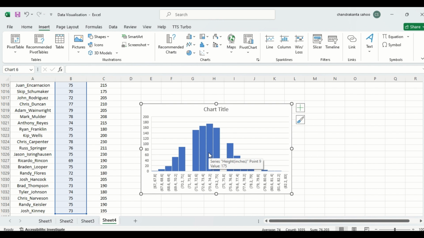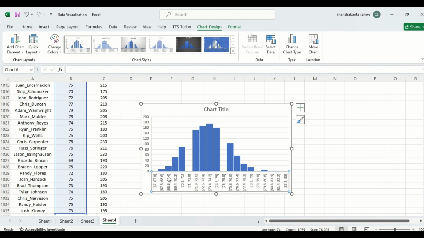Maximum people are from this category, 175. So you see one thing, it is 67 to 67.8, but we don't have decimal data here. But by default, automatically Excel has selected this. This is the range for the first column. So we have also seen the column charts. In case of column charts, we have one value that appears in the column, but here we have a range in case of histogram. This is a difference we must remember.